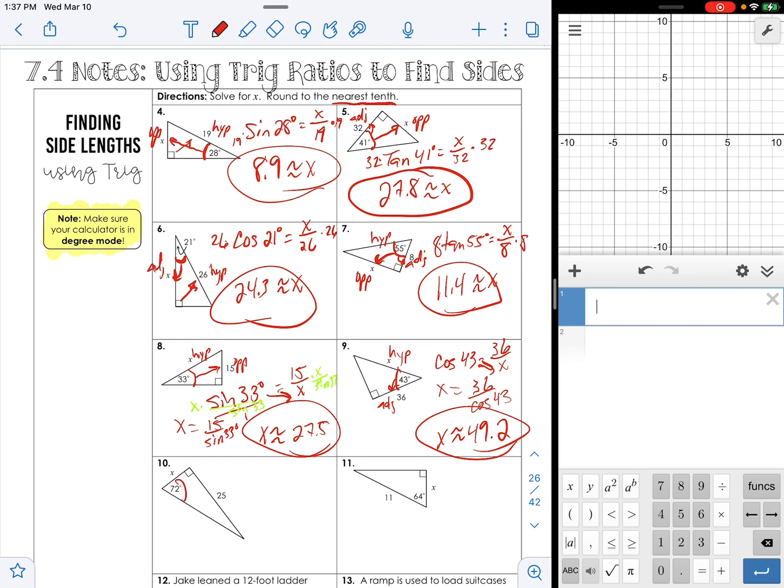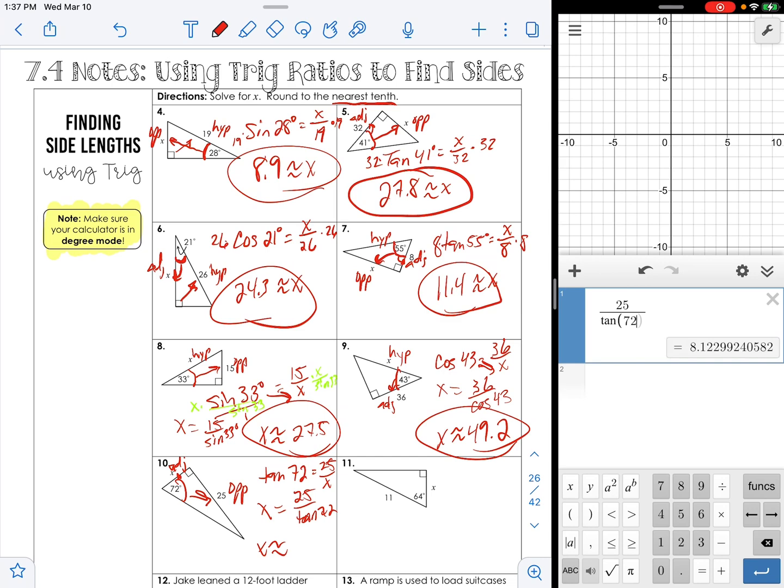Number 10, 72 is in question. We got one touching, so that's an adjacent. We got one that's opposite, so that's TOA. So the tangent of 72 equals opposite 25 over adjacent x. Give them the swap. X equals 25 over the tangent of 72. So 25 divided by the tangent of 72 is approximately 8.1.